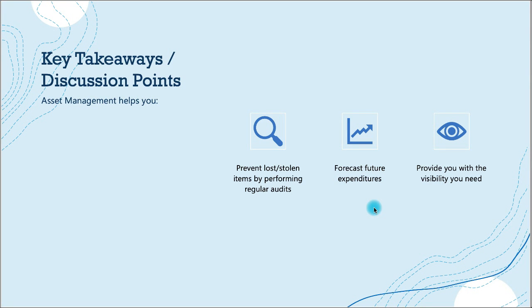Awesome, so that takes me directly into our key takeaways and discussion points for today. The first of those is, how does an asset management tool help us prevent lost and stolen items? I'm giving you the answer here, right? And I'm going to take you into a bit of a demo of Asset Panda's audit tool on the web. Also, forecasting future expenditures. This is a really big one for us too. I think that there's a significant financial impact to having a great tool and tracking items accordingly.